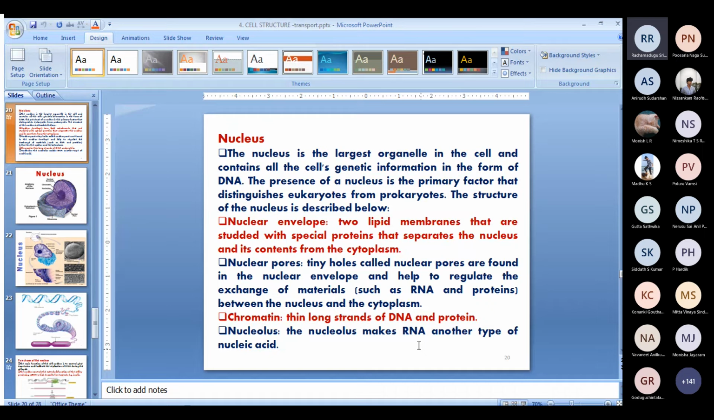rRNA, ribosomal RNA, is there. mRNA is there, and mRNA means messenger RNA. Similarly, you have something called tRNA also. Later you will study about all these types of RNAs. This rRNA, ribosomal RNA, is very, very important in the synthesis of proteins.